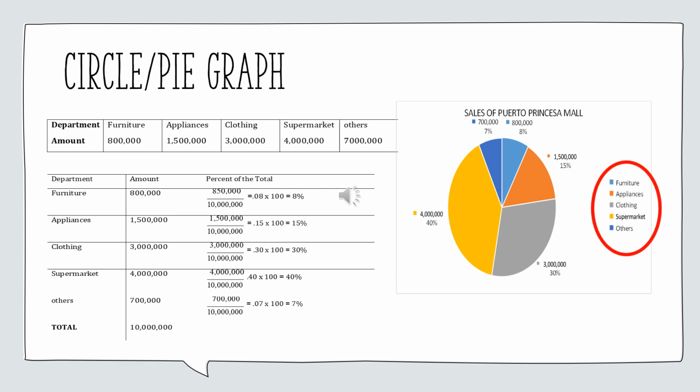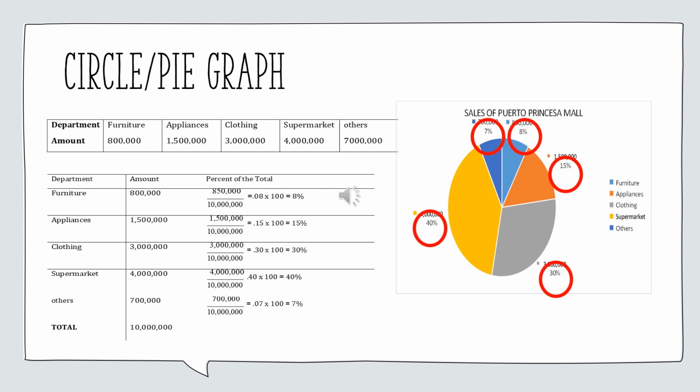Legend. The legend shows the description of each slice in the pie chart, helping the reader comprehend the information that the pie chart offers. Data. The most essential part of a pie chart is its information or data. Data is displayed in pie charts as a percentage of 100, and each slice represents a distinct piece of data.